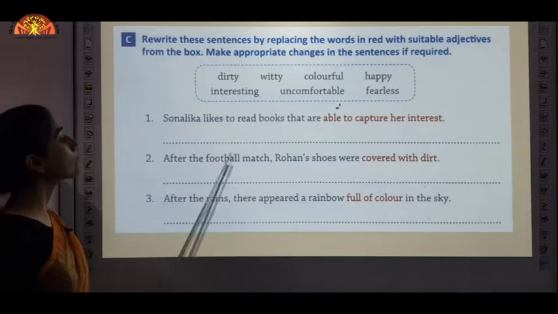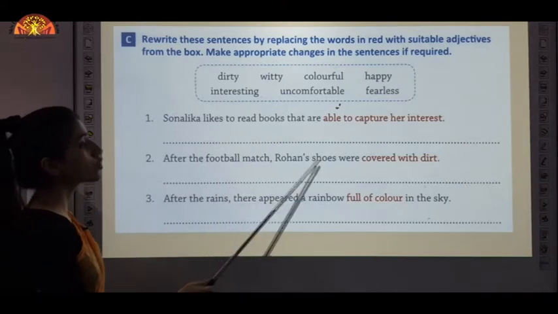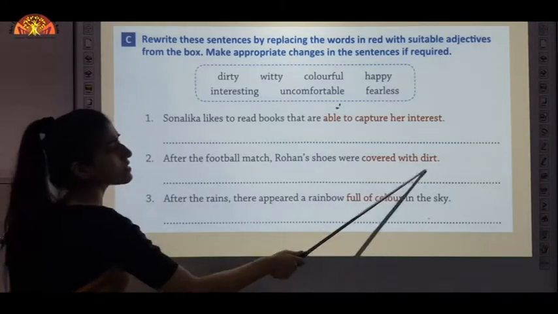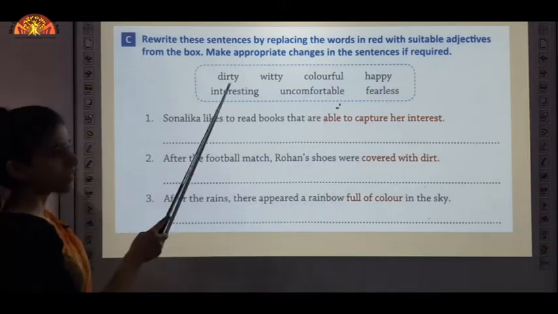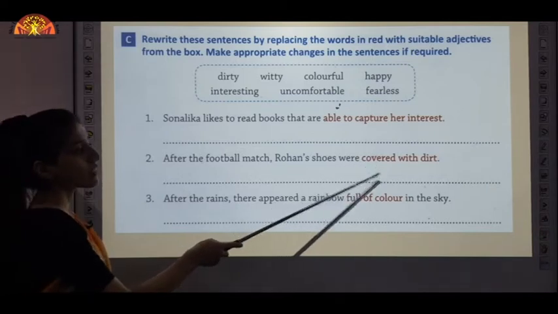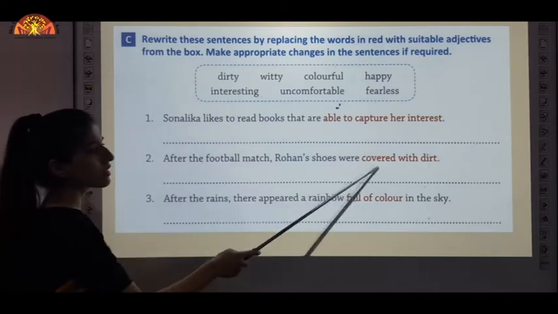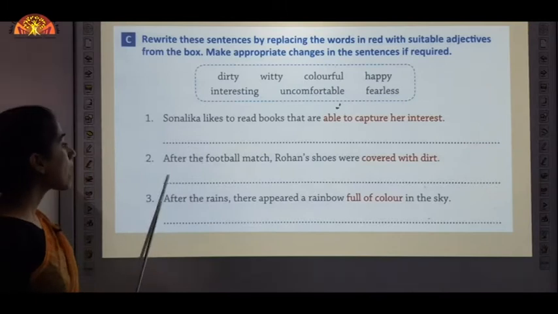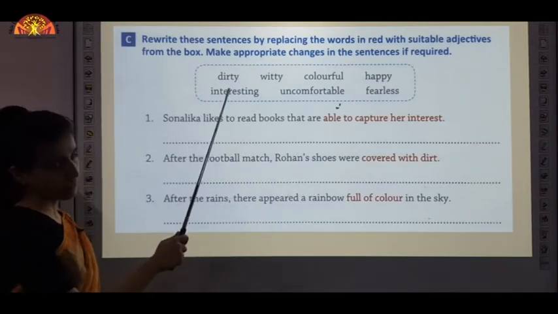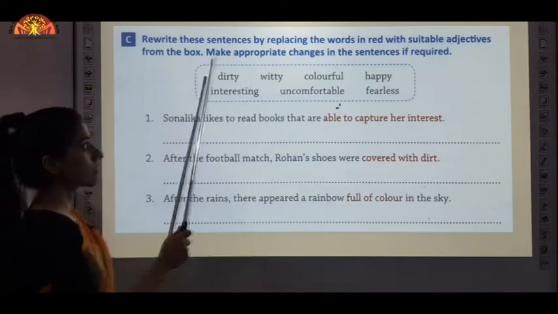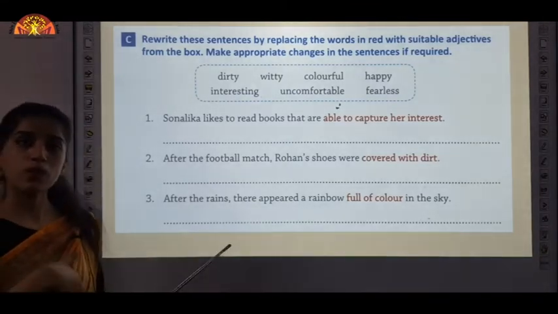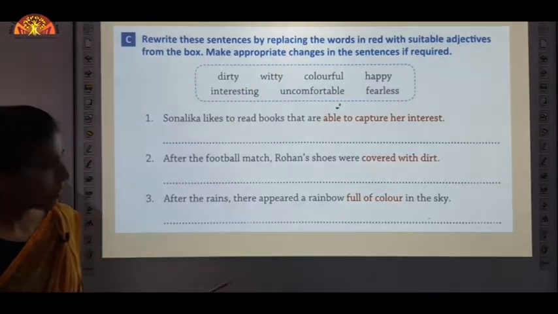Second one, after the football match, Rohan's shoes were covered with dirt. Something related to this phrase is dirty over here. So we will get the answer, that is dirty. We will put dirty in the place of these words. After the football match, Rohan's shoes were dirty, not covered with dirt. It will become dirty. Okay. Now the rest will be done the way I told you.